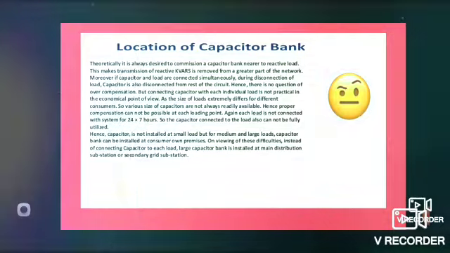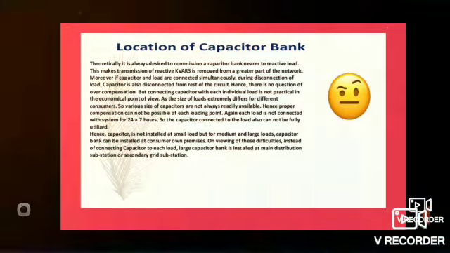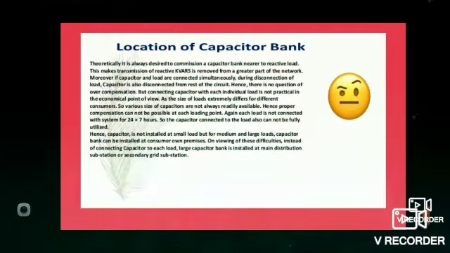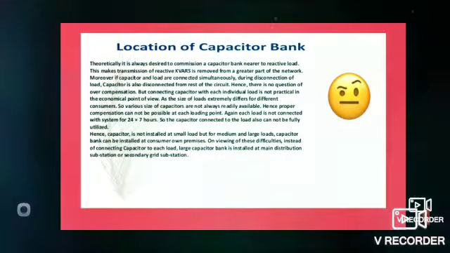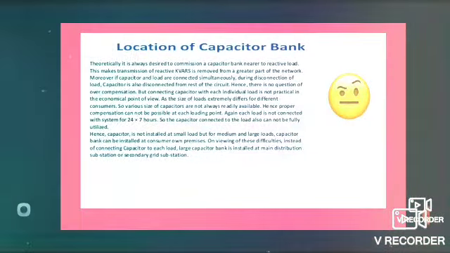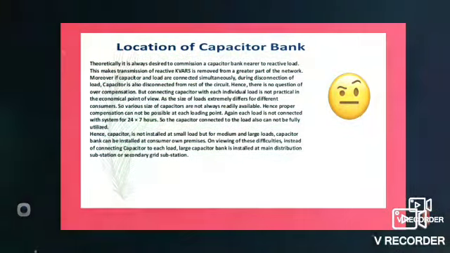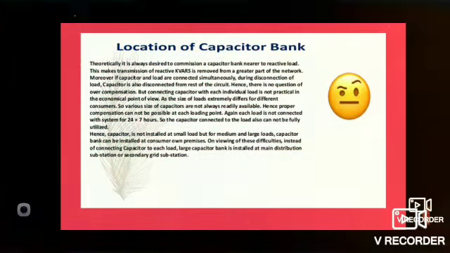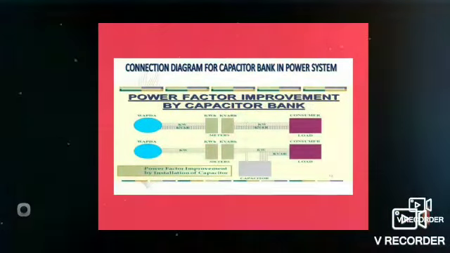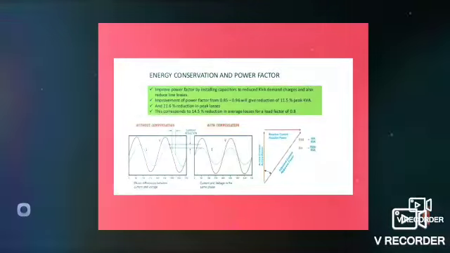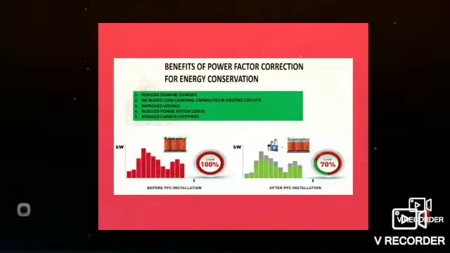Hence, a capacitor is not installed at small loads, but for medium and large loads, a capacitor bank can be installed at consumer-owned premises. In view of these difficulties, instead of connecting a capacitor to each load, a large capacitor bank is installed at the main distribution substation or secondary grid substation. So, the location of the capacitor bank will be the main distribution substation or secondary grid substation. This is the connection diagram for the capacitor bank in the power system.